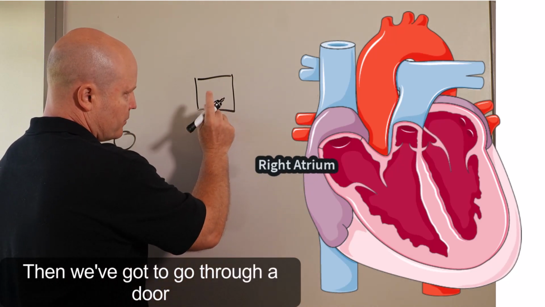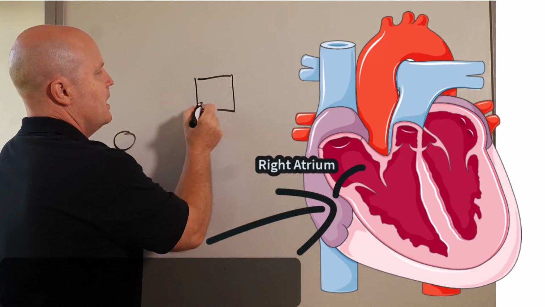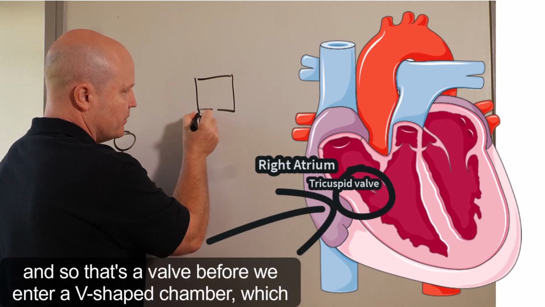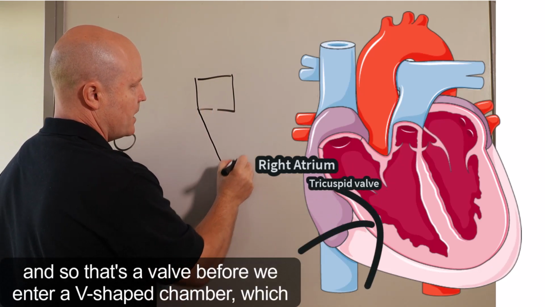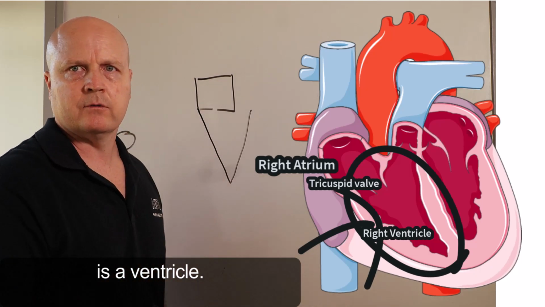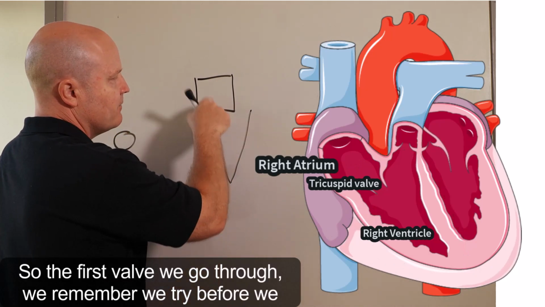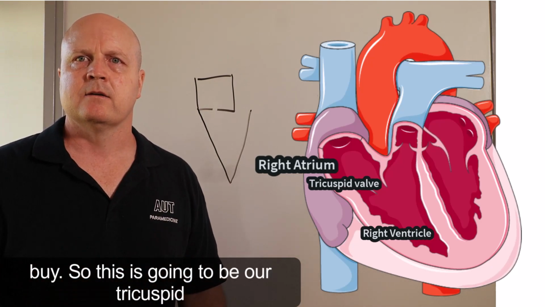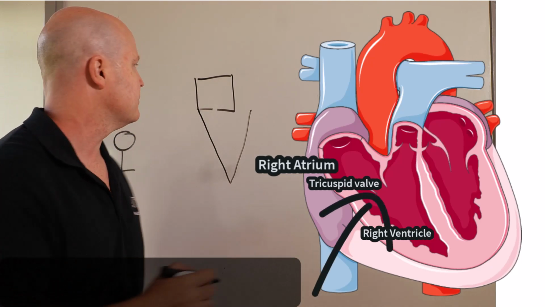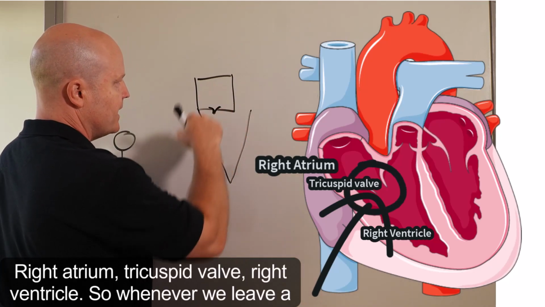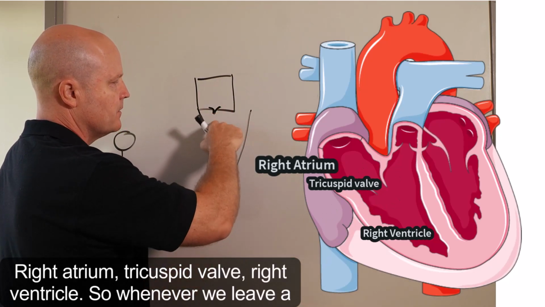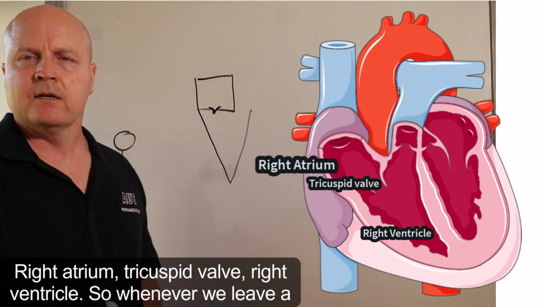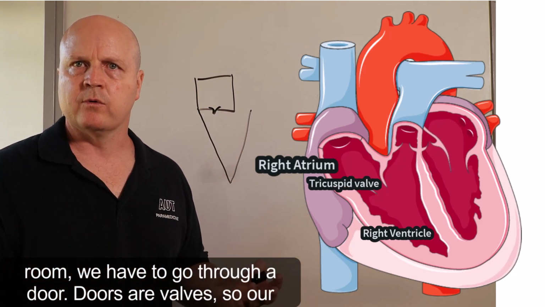Then we've got to go through a door. So that's a valve before we enter a V-shaped chamber, which is a ventricle. So the first valve we go through, we remember we try before we buy. So this is going to be our tricuspid valve. Right atrium, tricuspid valve, right ventricle. So whenever we leave a room, we have to go through a door.